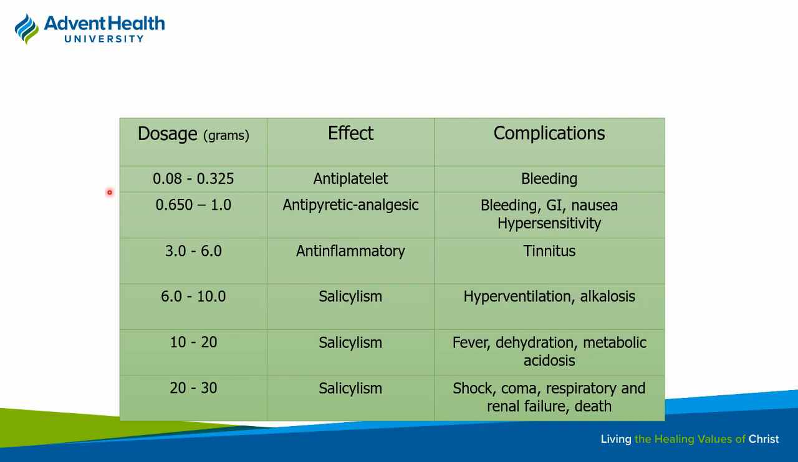Now, normally when you start with really kind of low doses, the main thing you're going to find are going to be the antiplatelet effects. And of course, the main side effect you would see with antiplatelet effects is what? Bleeding being a risk, certainly. When you get to higher doses, things like maybe 650 milligrams a gram, this is where you're going to see more of the antipyretic effects, which means what?